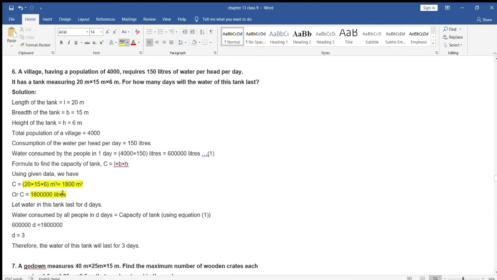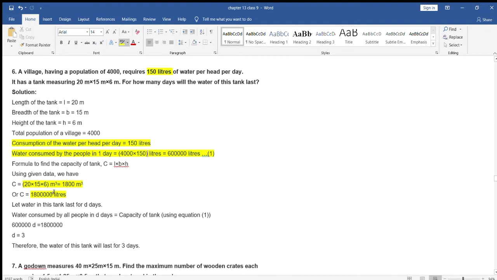Then what is given to us? The consumption per head per day. So if the population is 4,000 and the per head requirement is 150, what is the total requirement in a day? It will be 4,000 multiplied by 150. So this is the total requirement of one day, and this is the total capacity of the tank.